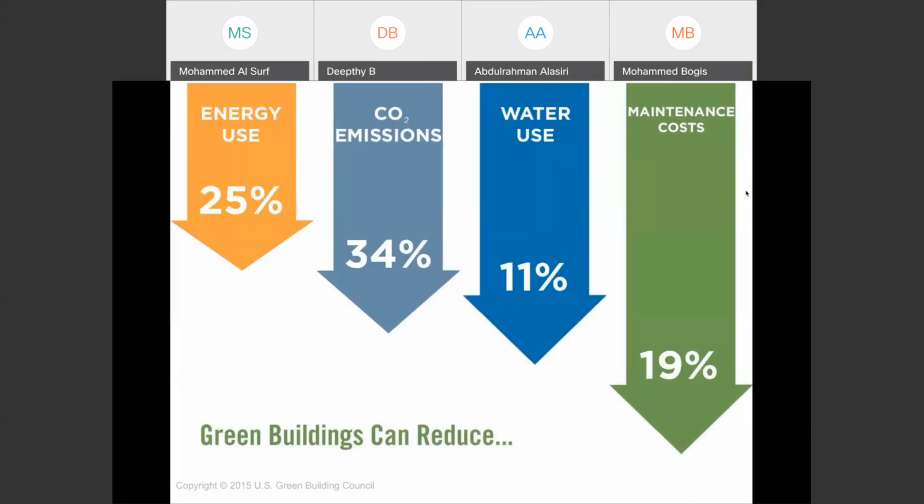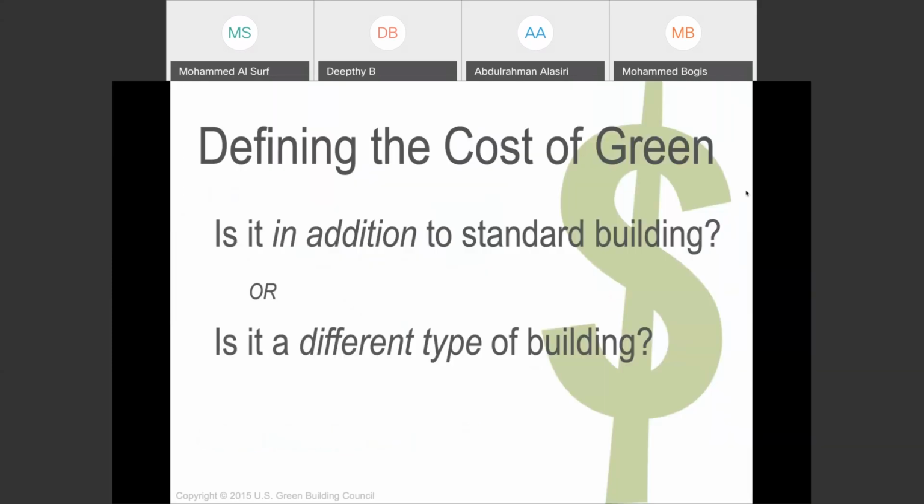Generally, we want to see how we can really achieve these figures. Green buildings can reduce energy use by 25%, and in some cases even more. CO2 emissions can be reduced by 34%. These are based on some studies. Water use can be reduced by 11%, and maintenance costs by 19%. Those figures are very low when you consider some of the aspects that we can use and apply nowadays.